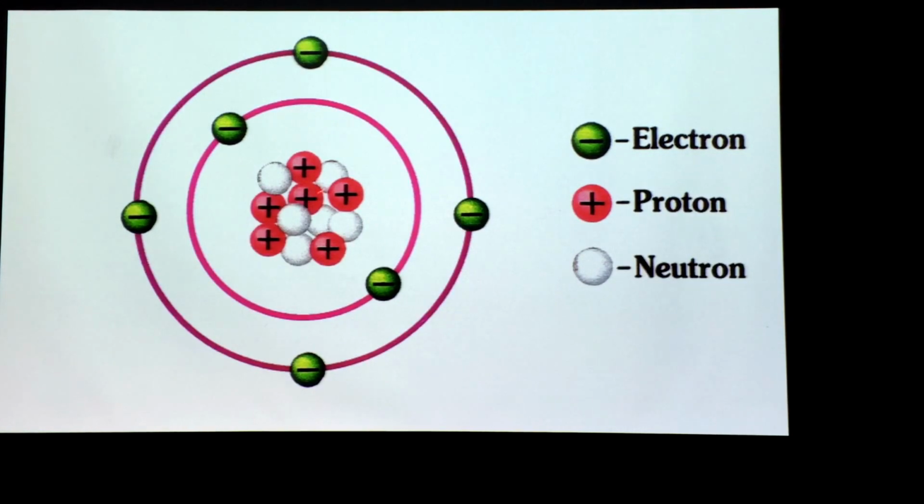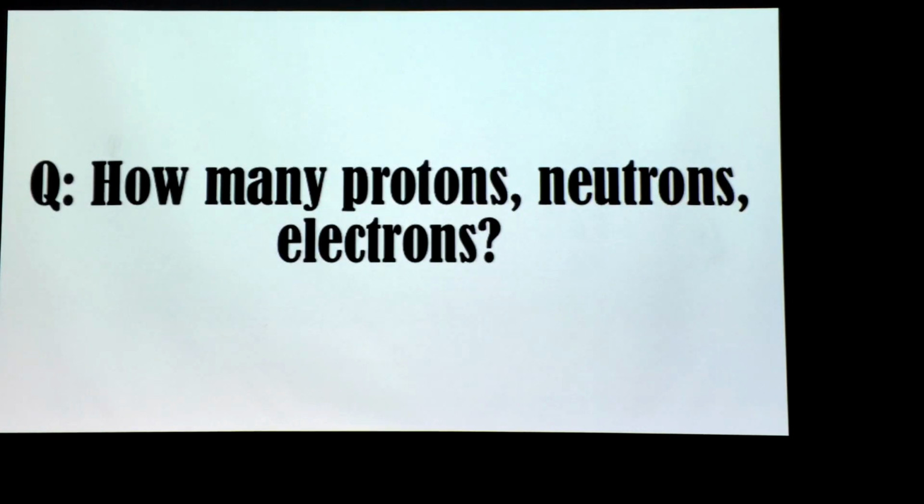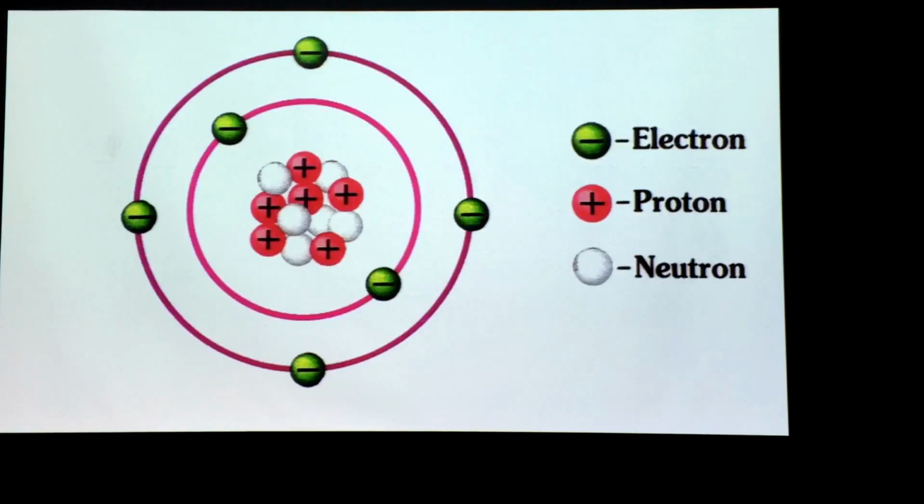Okay, how about another question here? So what is the atomic mass? Add up the protons, add up the neutrons, add up the electrons. Everything all together: 12 point something. How many protons, neutrons, and electrons are we talking about here? 6 protons, 6 neutrons, and 6 electrons hovering around the nucleus.